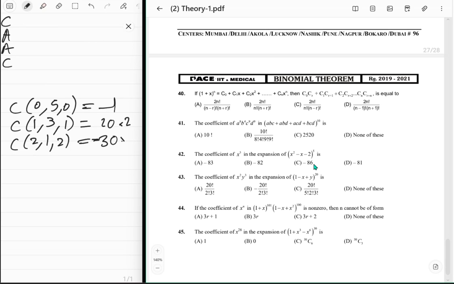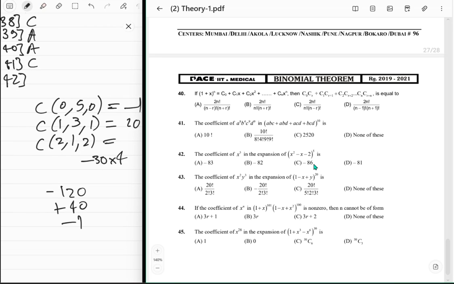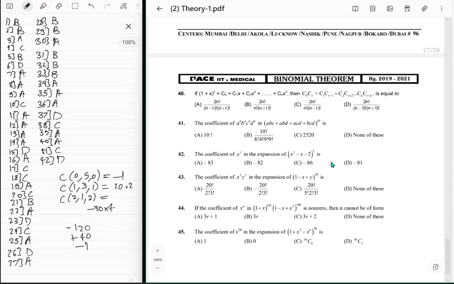And then you got this times, let's write that down below actually, it's negative 30 times, so you just have 2 power 2, so 4, right? This is going to be the thing. So there we go, negative 120 plus 40 minus 1, so that will be negative 80 plus 1, which is negative 81. So D is the way to go, question 42, D. Let's go to 43.